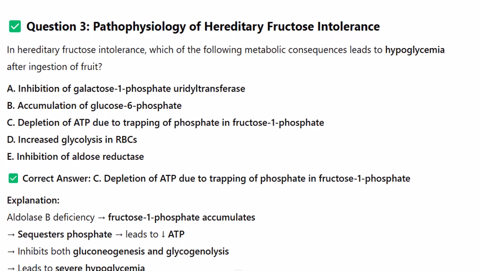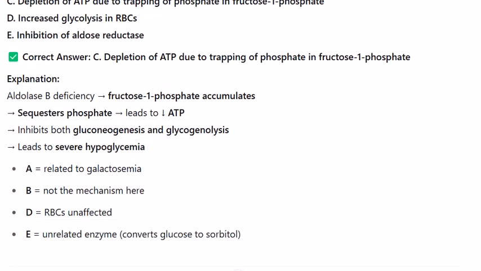Explanation. In aldolase B deficiency, fructose 1-phosphate accumulates, sequesters phosphate, and leads to ATP depletion, which inhibits both gluconeogenesis and glycogenolysis, leading to severe hypoglycemia. A is related to galactosemia. B is not the mechanism here. D: RBCs are unaffected. E is an unrelated enzyme that converts glucose to sorbitol.